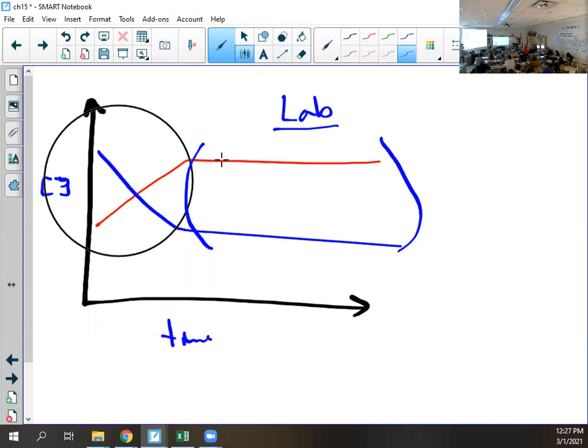So this is what it looks like on a graph. We kind of talked about it in the lab. Equilibrium happens when the forward rate and the reverse rate are equal.